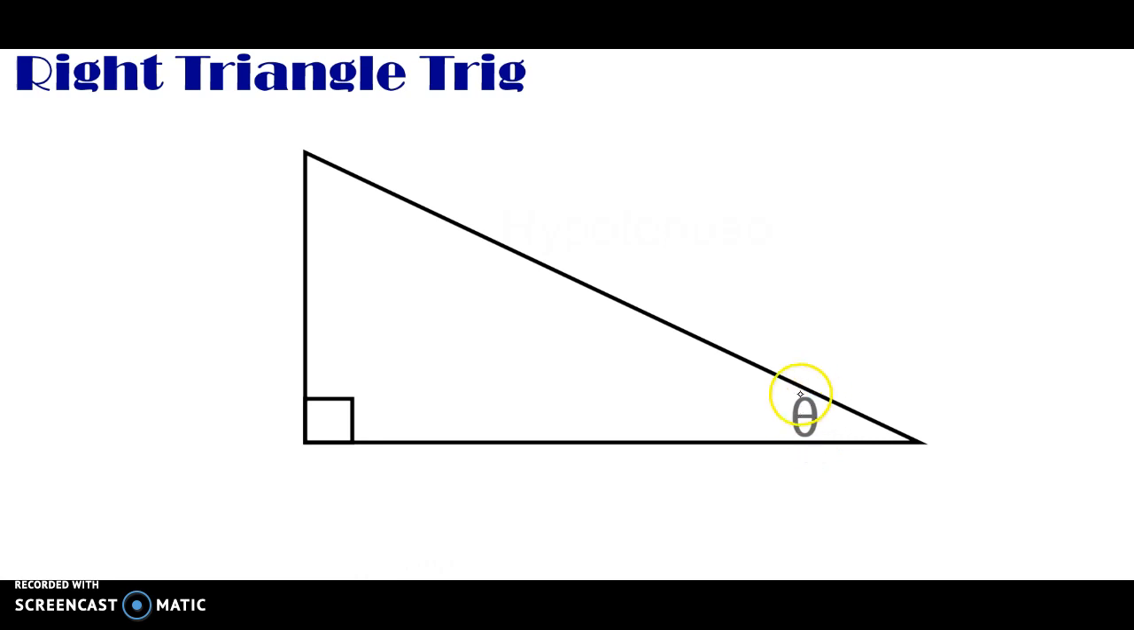Our first side would be opposite or across from theta, so this would be the opposite side. We have our hypotenuse, which is always opposite the right angle. And our third side, which is adjacent to theta. Adjacent means next to, hence why it's called the adjacent side, right?